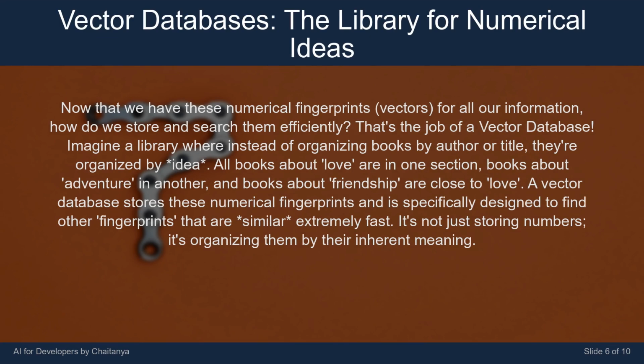Now that we have these numerical fingerprints, vectors, for all our information, how do we store and search them efficiently? That's the job of a vector database. Imagine a library where instead of organizing books by author or title, they're organized by idea. All books about love are in one section, books about adventure in another, and books about friendship are close to love. A vector database stores these numerical fingerprints and is specifically designed to find other fingerprints that are similar extremely fast. It's not just storing numbers, it's organizing them by their inherent meaning.